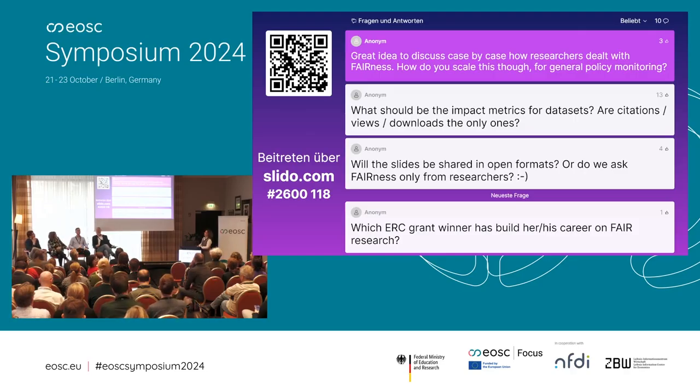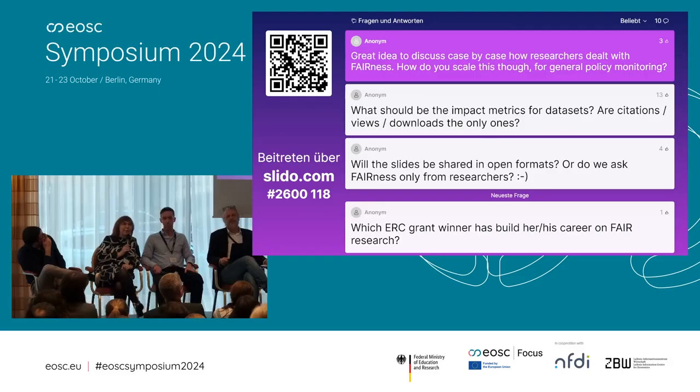Yeah, we had one question here from the very beginning that had a lot of votes. What should the impact metrics for data sets be? Are citations, views, downloads the only ones? It's a really good question. It's also the same for software, actually. What is the impact for software?